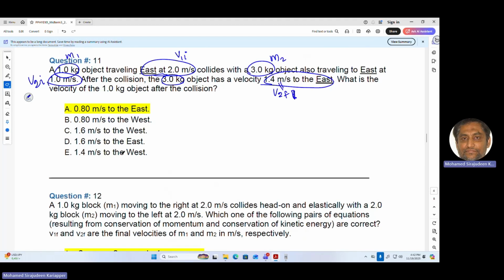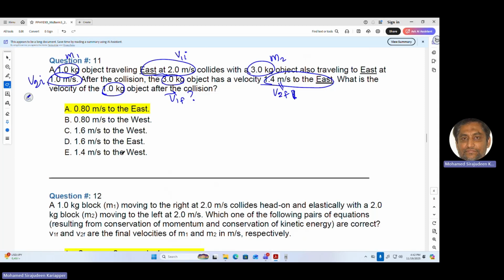And what is he asking for? V1F. Is that clear? You need to read the question, okay? That is important. So we have two masses, two initial velocities, and two final velocities. Altogether, 6 quantities to worry about. Of the 6, 5 of them are given, only one is not given. So one equation is enough for us.